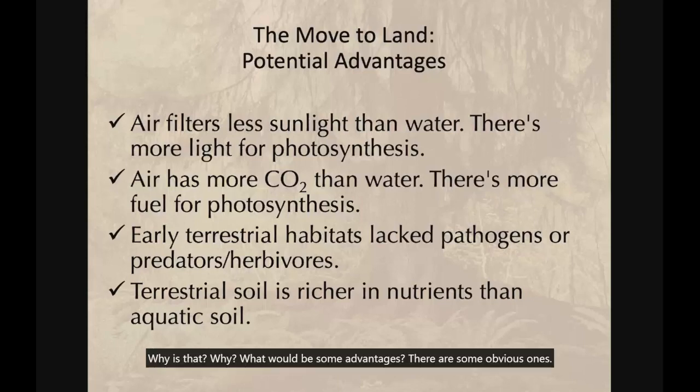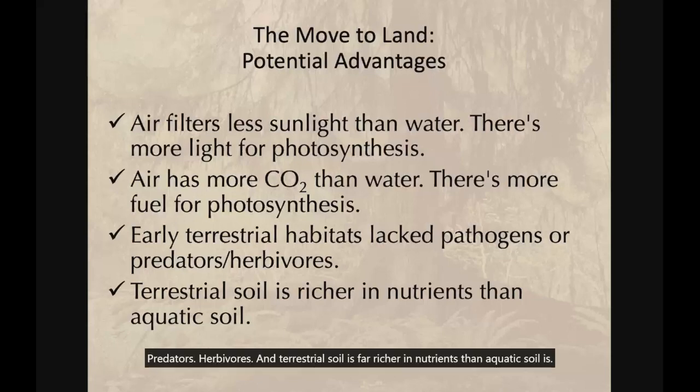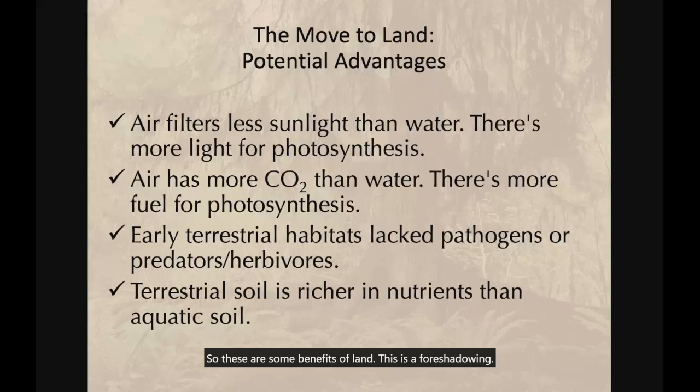What would be some advantages? There are some obvious ones. You could say, well, air filters less sunlight than water. So there's more light for photosynthesis. Air also has more CO2 than water, so more fuel for photosynthesis. Early terrestrial habitats wouldn't have the pathogens, the various problems that impinge on your fitness, predators, herbivores. And terrestrial soil is far richer in nutrients than aquatic soil is. So these are some benefits of land.